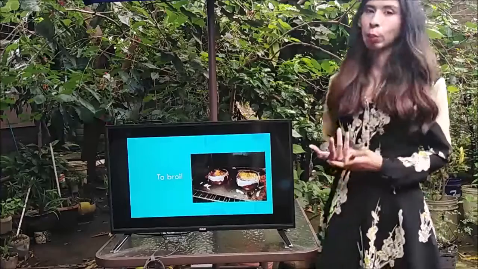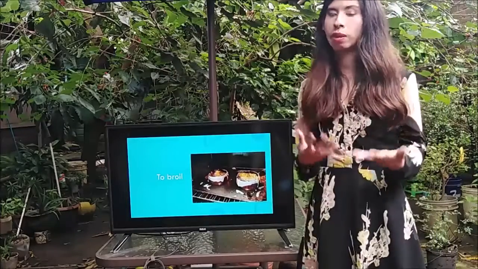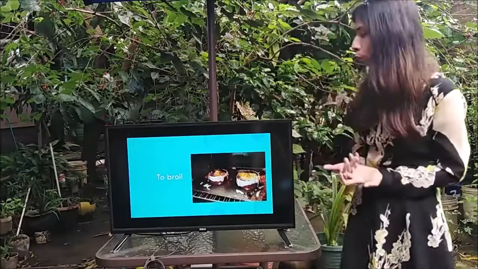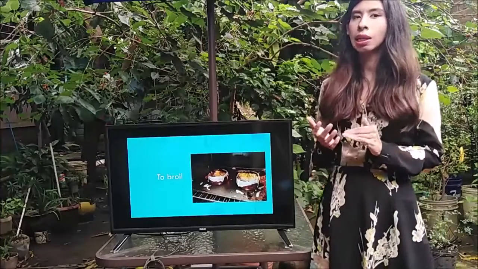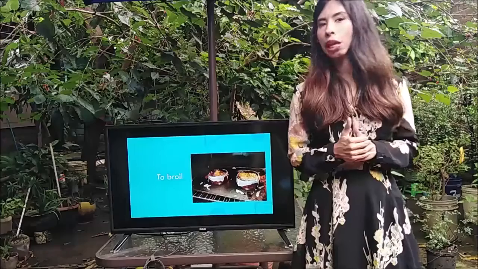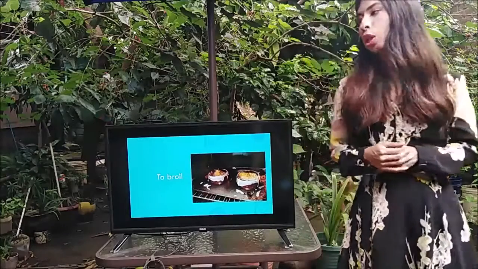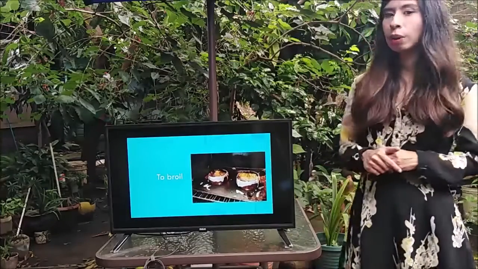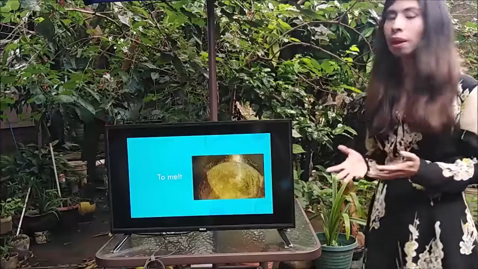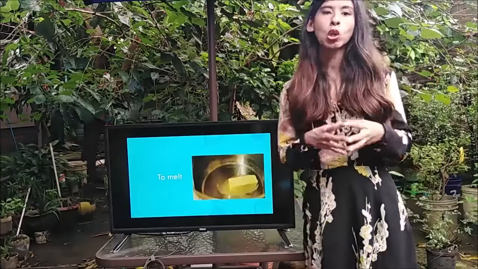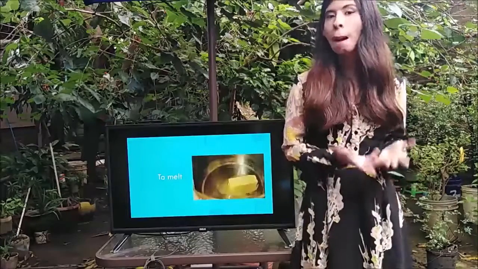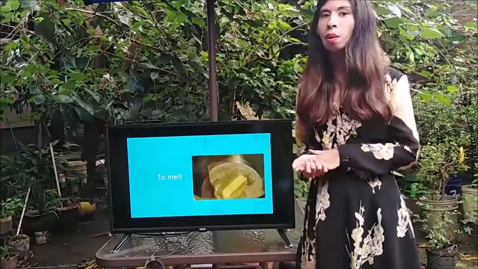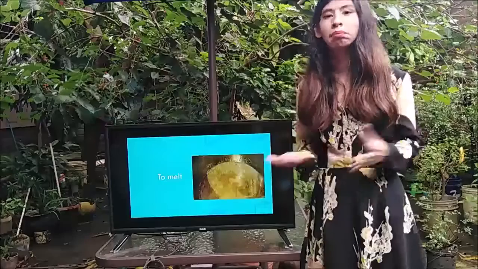Then also another preparation that can be made within an oven is to broil. But usually broil includes a higher temperature than baking. So we have broil, and then we have to melt. To melt is to actually turn something solid into a liquid by means of heat. So for example, we can melt butter, right?